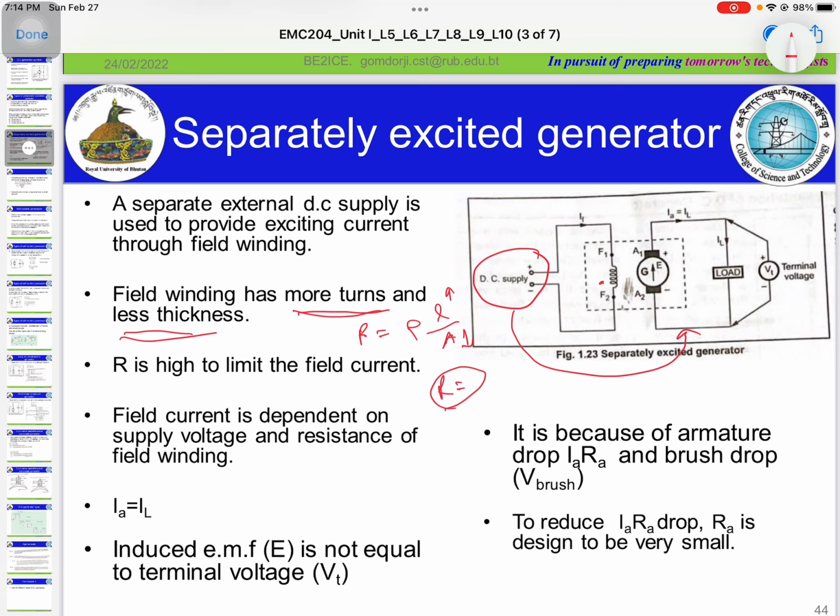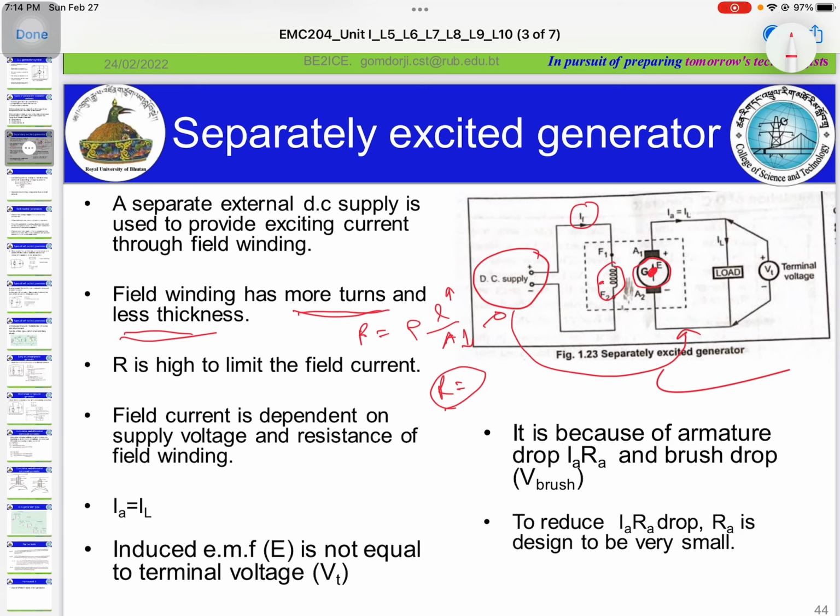Now you know that this IF will be directly proportional to the supply voltage of the supply source, and inversely proportional to the resistance of the field. Now if you look into the other parts of the generator, the circle one is called the armature. Along with the armature, you will have the shaft. This shaft will be coupled to the prime mover.